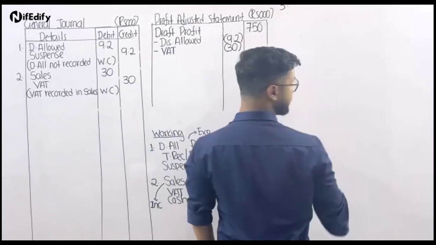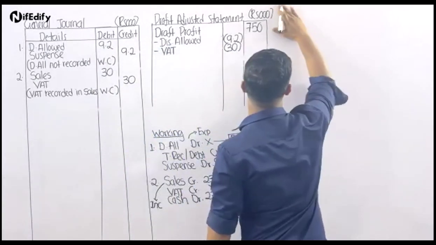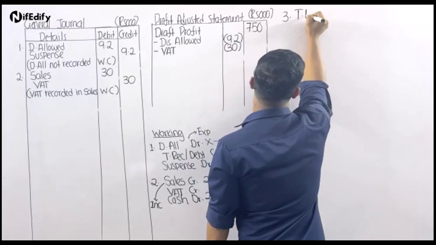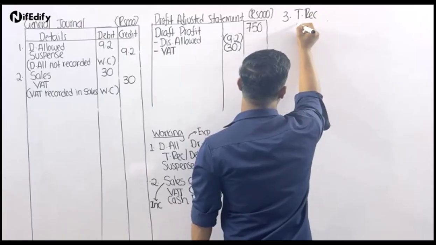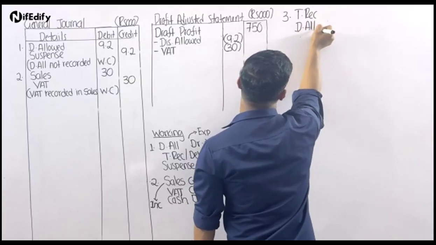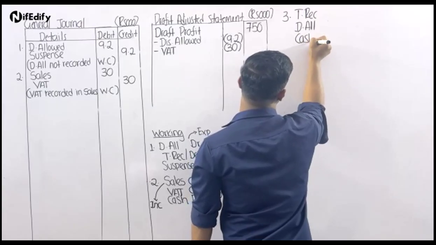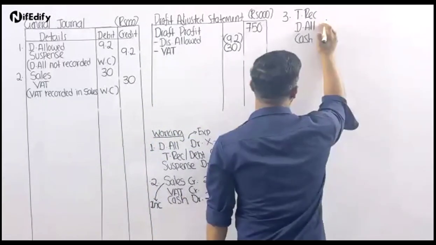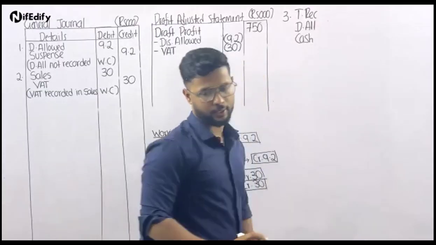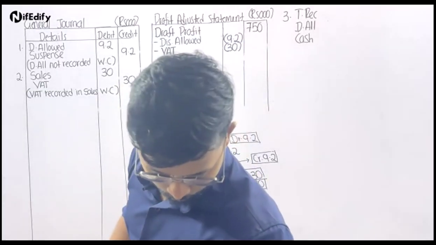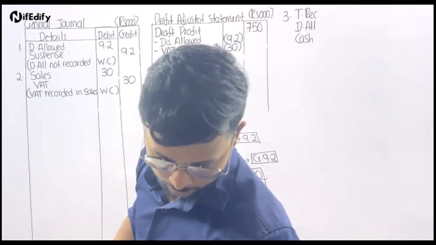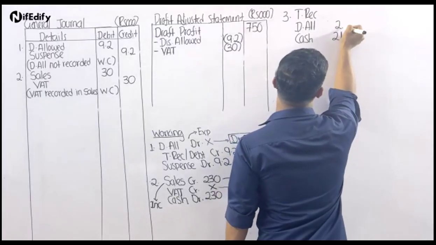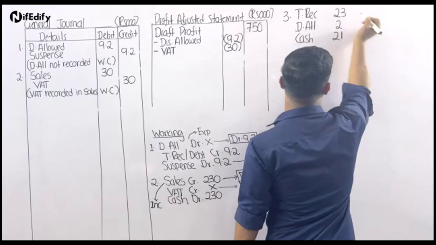So, look, we've got trade receivable. We are allowing them a discount and we are getting the remaining balance as cash. Now, what is the discount and what is the cash? Cash is 21. Discount is 2. So the total receivable settled was 23.